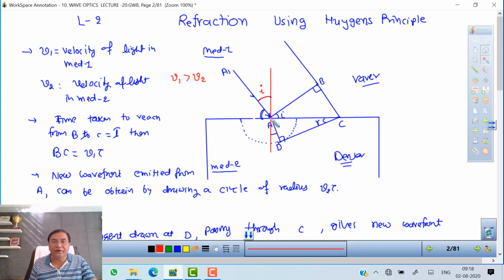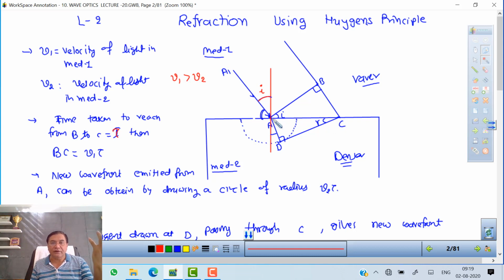A comes in contact with the boundary at some time. B will move ahead because it is in the rarer medium. B will reach C, suppose the time taken is tau. Time taken to reach from B to C is tau. Then what is BC? Velocity into time. The velocity in this first medium is V1, so BC is V1 into tau.